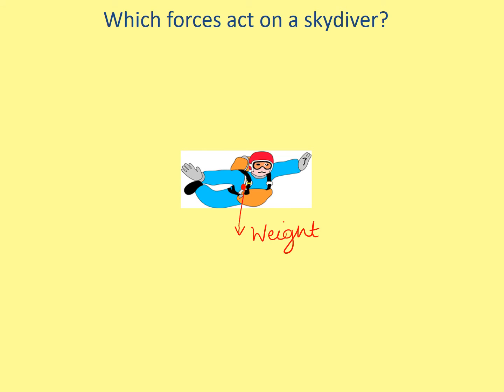Now, acting in the opposite direction is going to be air resistance. As that person falls, they're going to come into contact with lots of air particles, and that's going to create the force of air resistance.